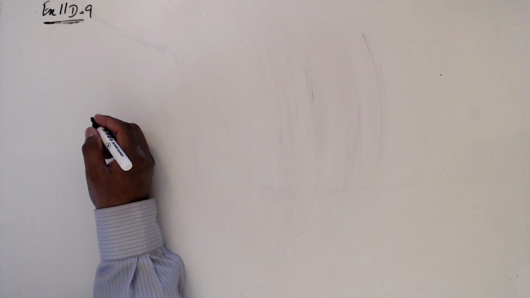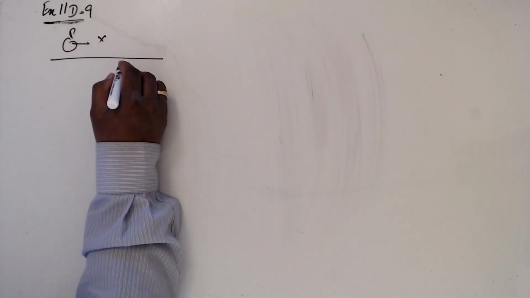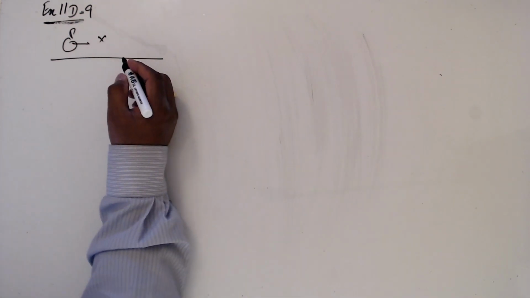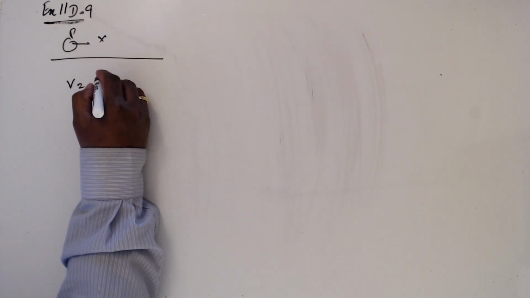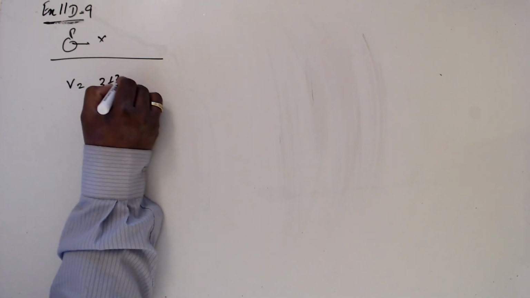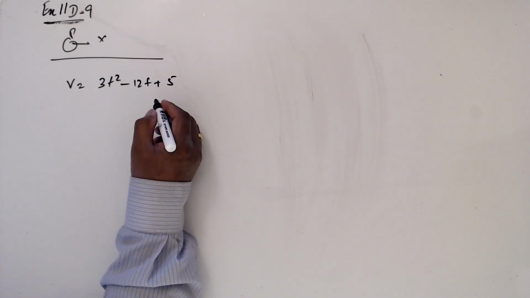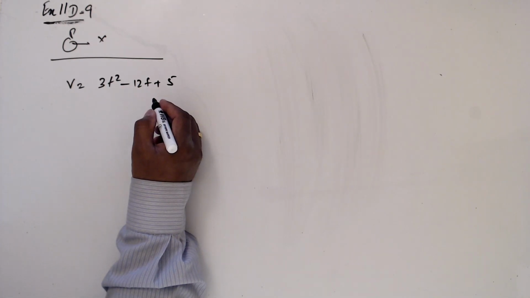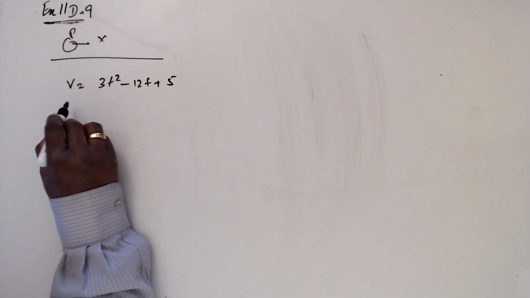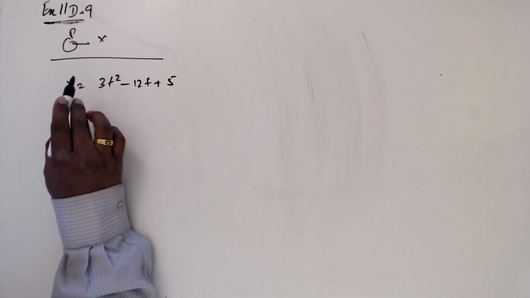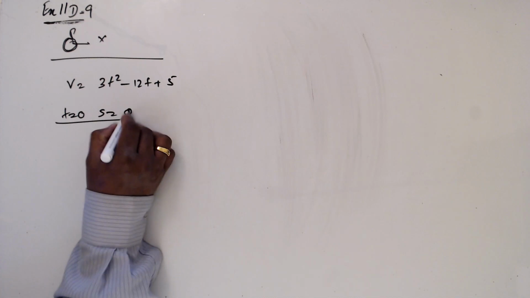Question number 9. A particle P moves along the x-axis, and the velocity relationship is given as 3t squared minus 12t plus 5. Question A, find the values of t when P passes the origin. So the values of t when the particle passes the origin, it means the relationship when t equals 0, s equals 0. So apply this condition.